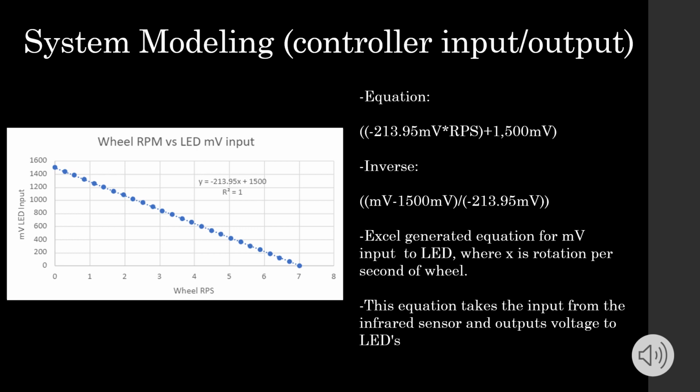Using the values just determined, we were able to figure out that at 25 miles an hour, the wheels turn at 7.011 rotations per second, and at 0 miles an hour, the wheels turn at 0. Using that, we can form an Excel graph from which an equation can be formed, where the x-axis has wheel rotations per second and the y-axis has millivolts input into the LED.